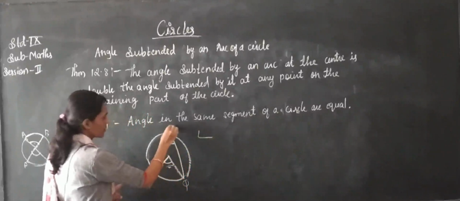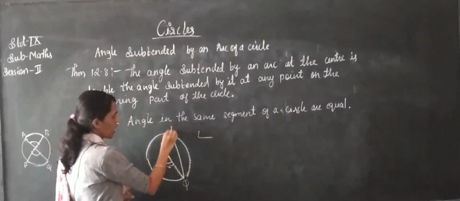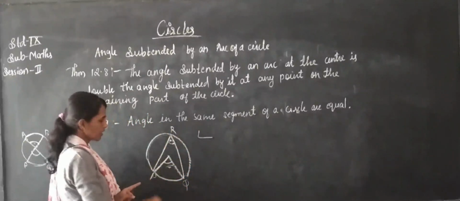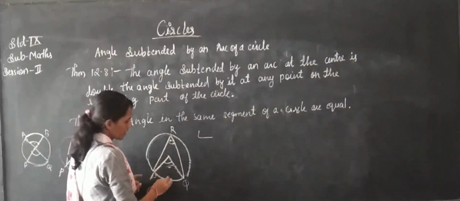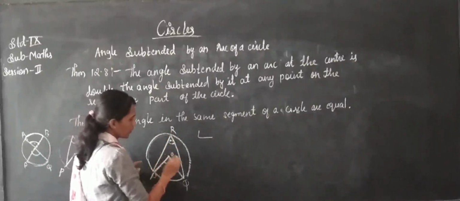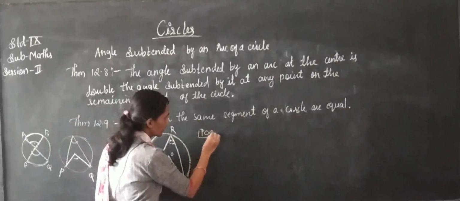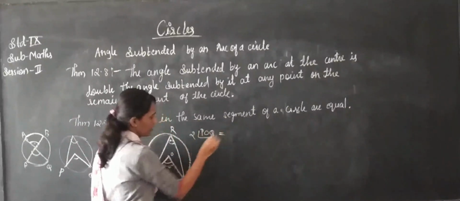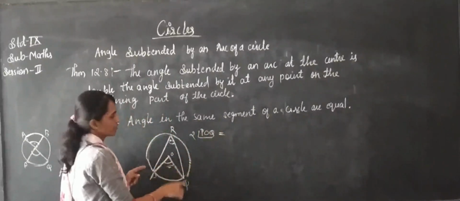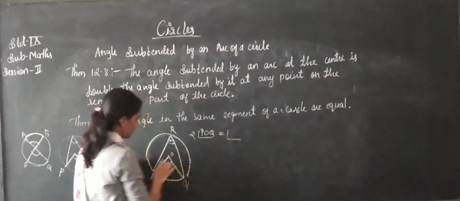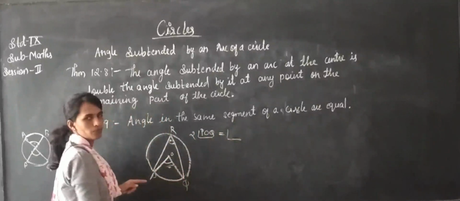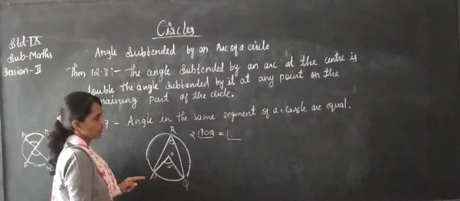You can name the point anywhere as R, and name the center as O. So what we write here is: angle POQ is double angle PRQ.